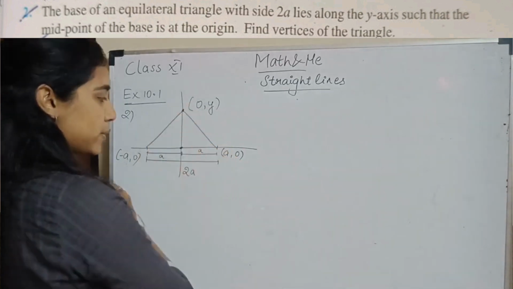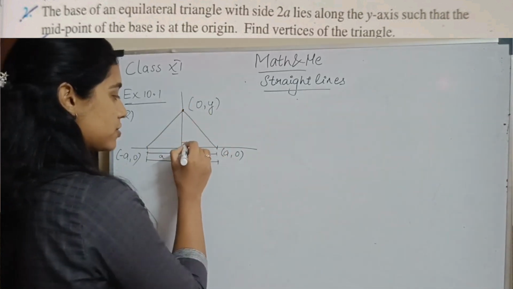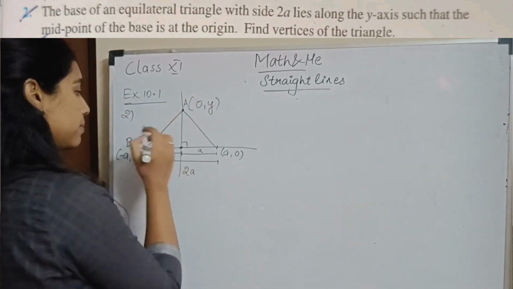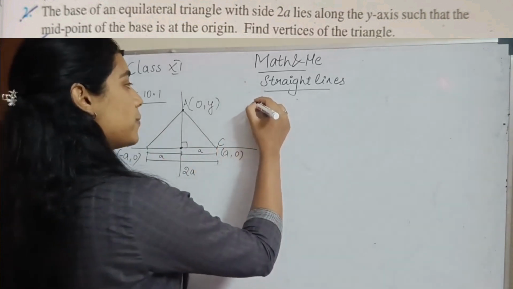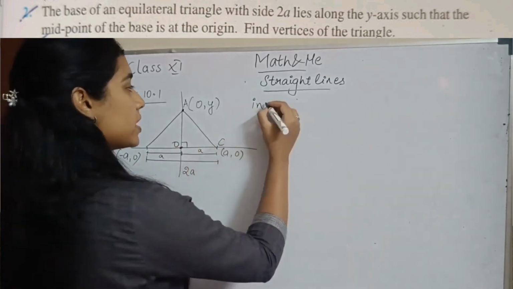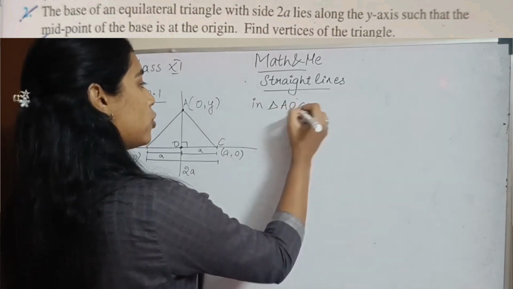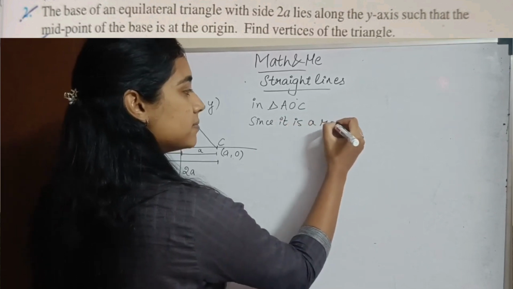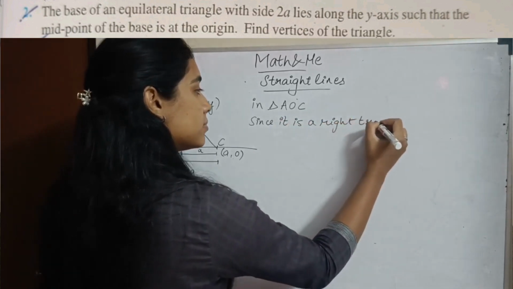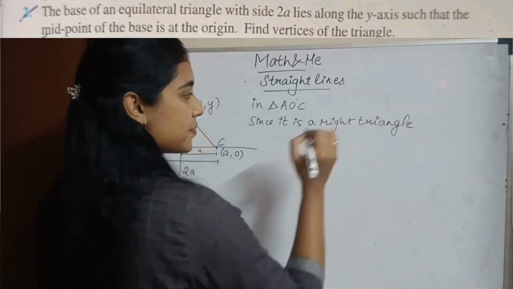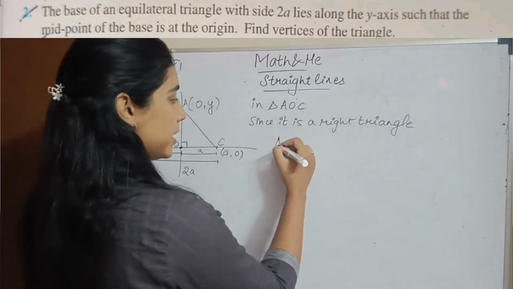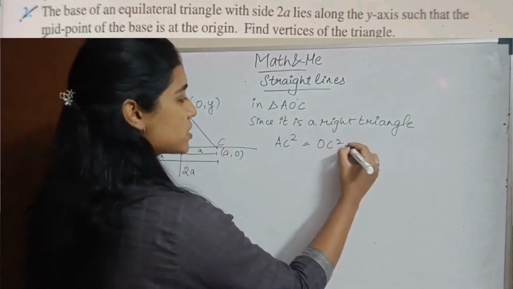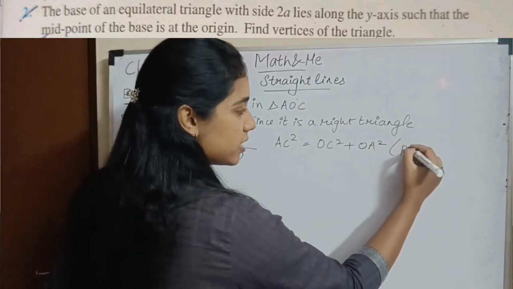So this is an equilateral triangle and this is the altitude. So this is 90 degrees. Let us call the vertices A, B and C, and the midpoint is O. So in triangle AOC, since it's a right triangle, we have AC square equals OC square plus OA square using Pythagoras theorem.